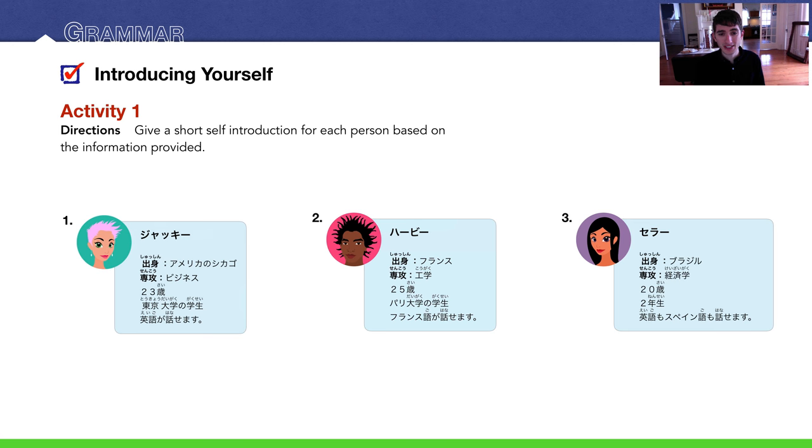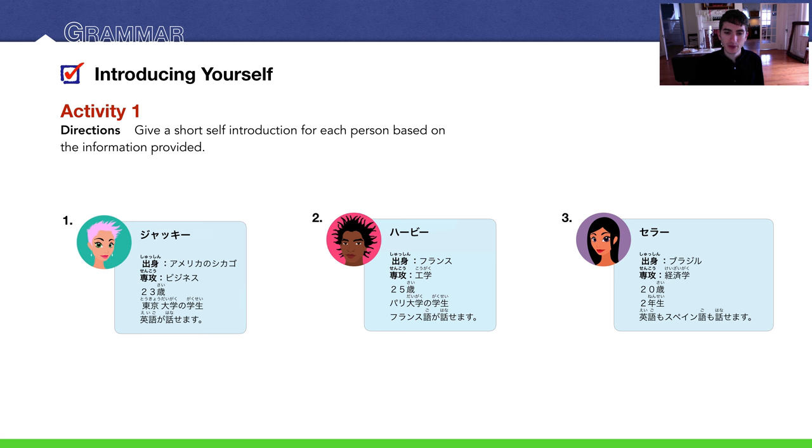Number two, Harvey in English. Let's pretend we're Harvey and giving a self-introduction. はじめまして、ハービーです。フランスから来ました。パリ大学の学生です。専攻は工学です。25歳です。フランス語が話せます。どうぞよろしく。 And that's a perfectly acceptable self-introduction.